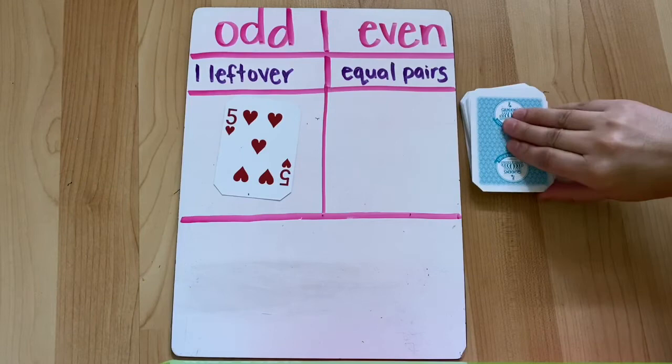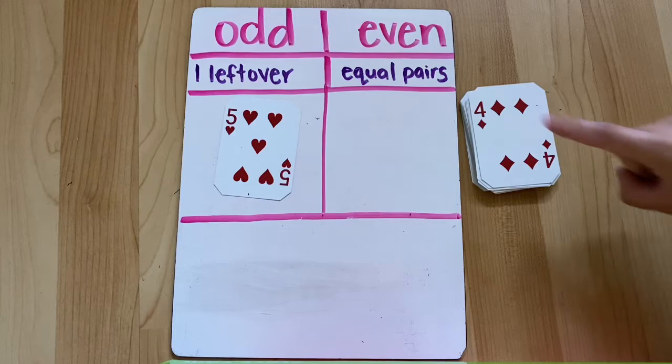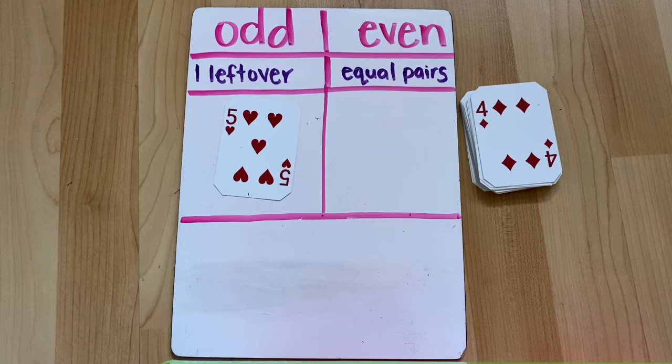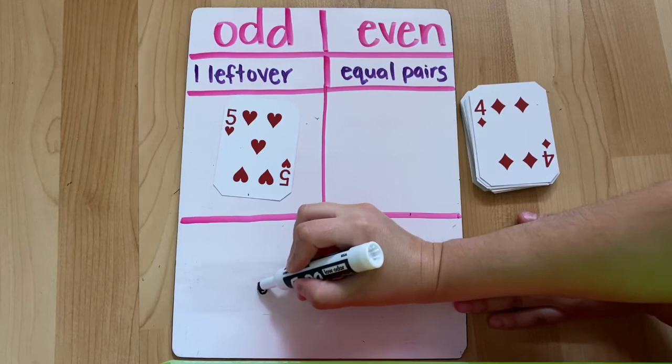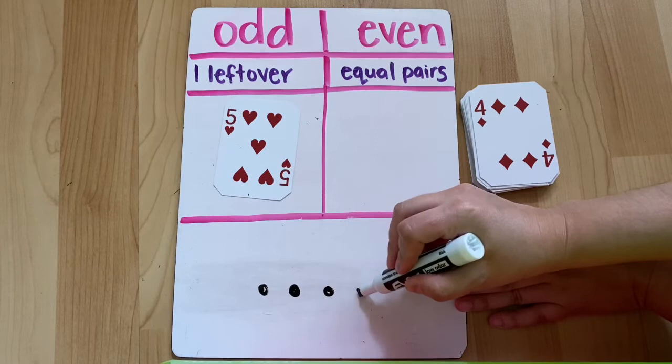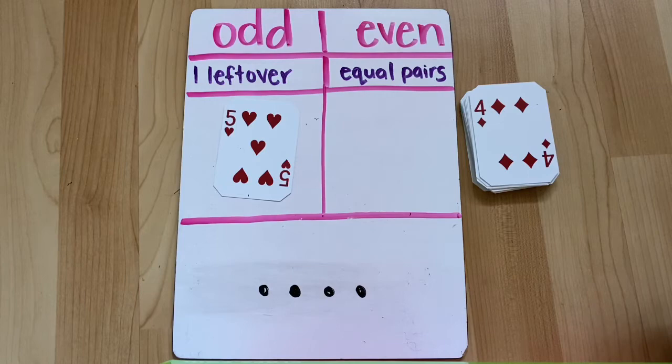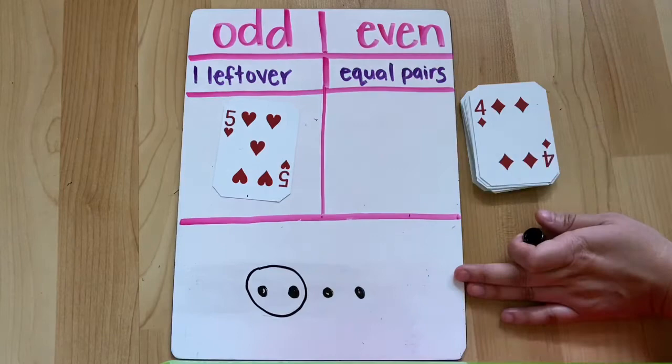Okay, now my card is showing the number 4. But I still don't know if 4 is an odd or even number. So I am going to draw 4 dots to help me figure it out. 1, 2, 3, 4. And now I'm going to circle the pairs that I see. Remember, pairs is a group of two. So I'm going to circle these two to make a pair and these two to make a pair.